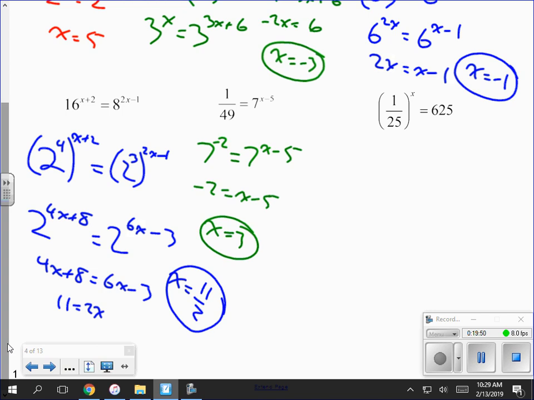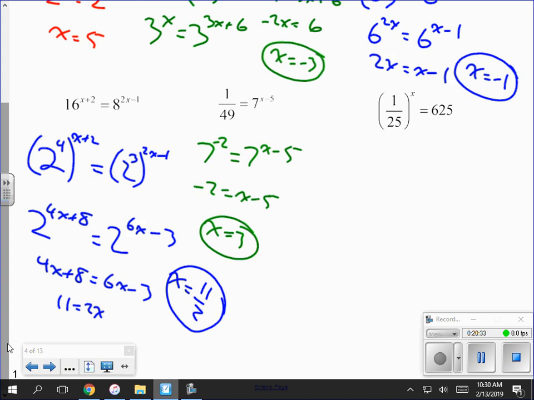Now the next one's interesting because I have choices on the next one. I can rewrite them both as powers of 5 or as powers of 25. Either one will work. 25 will give me smaller exponents, but not everybody sees that 625 is 25 squared. It's easier to see them both as powers of 5. Ooh, 25 is 5 squared. 625 is 5 to some power.